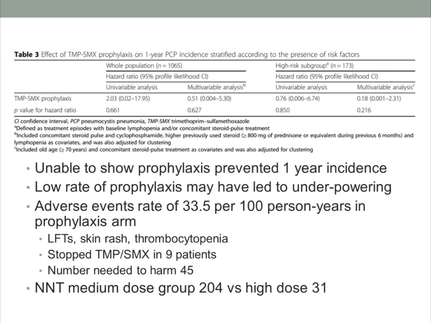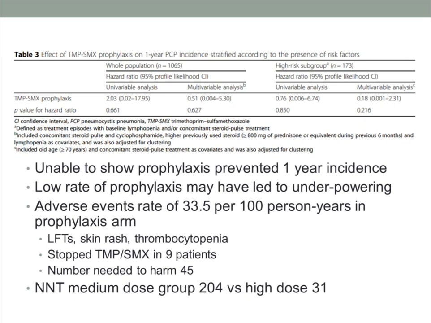The very interesting thing in this study is they were unable to show in their regression that prophylaxis prevented the 1-year incidence of pneumocystis infection. And that's in both the high-risk subgroup and the entire population. One of the critiques is there was a very low rate of prophylaxis anyway. And so if you had a more controlled study, with more patients actually being prophylaxed, could you have shown prevention of disease, which is completely fair, but that's a limitation of a retrospective study.